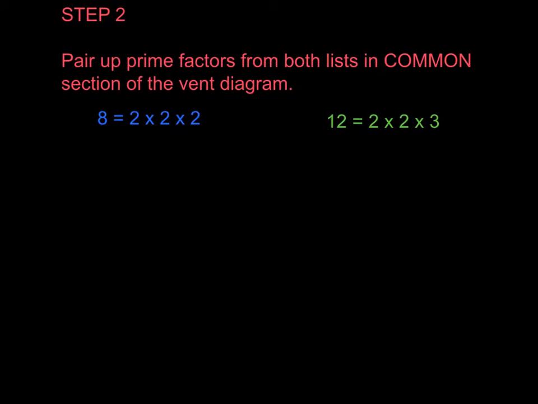So now step number 2, we are going to pair up our numbers. We have a 2 in our list of prime factors for 8 and a 2 in our list of prime factors for 12, so we're going to pair these up. Now we have 2 pairs of 2s. Our last number in the list of prime factors for 12 is 3. Those don't make a pair, so we can't pair those up. So we have 2 pairs of 2s, an extra 2 and an extra 3. Let's find out what we're going to do with them.